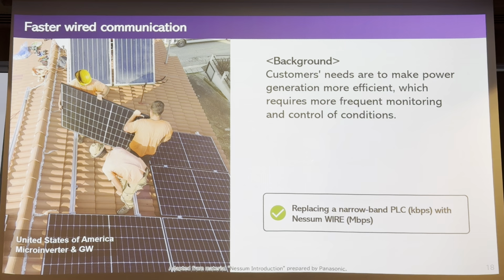This one is a PV microinverter in the United States. Originally, the industry used low-speed communication of a few kbps. However, in order to make power generation more efficient, it is necessary to monitor and control the condition more frequently. This requires high-speed communication, which is why Nessum WIRE was adopted.